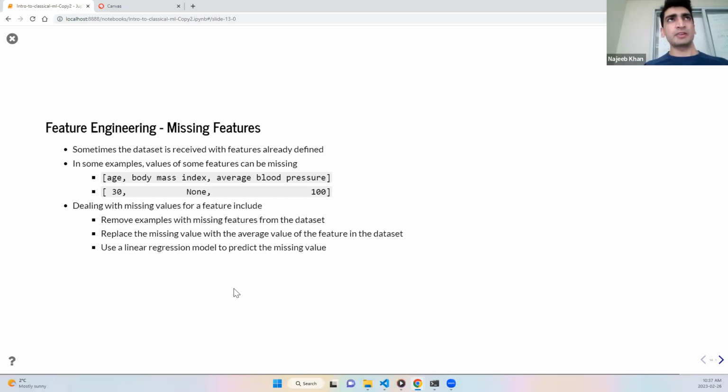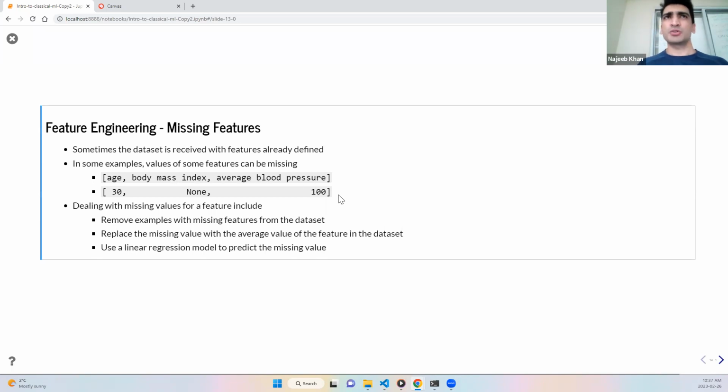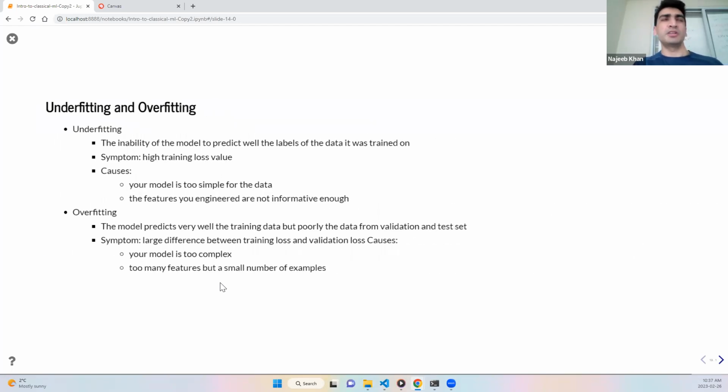another common problem in feature engineering is missing features. So you could have something like age, body mass index, average blood pressure, and so on, but sometimes some values would be missing. And so a part of the feature engineering is to basically either remove these examples where the features are missing, or replace it with an average value of the feature in the data set, or use another model to predict this value and then use that in the model. That's called data imputation, and it's pretty common in machine learning.